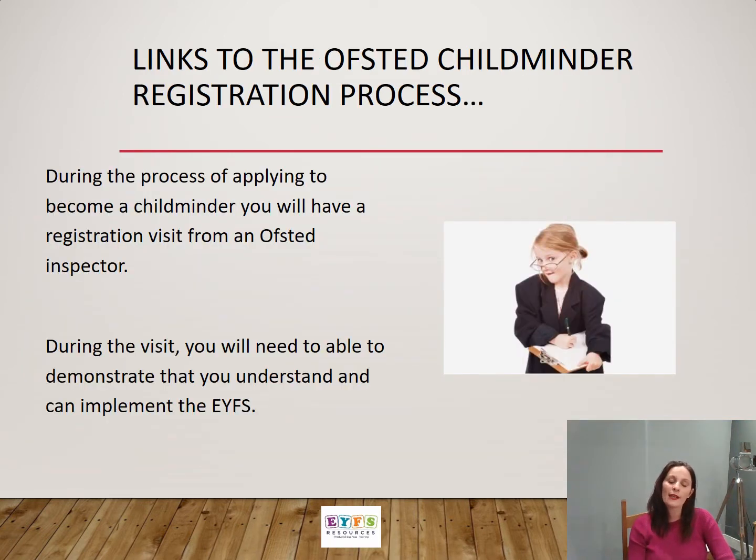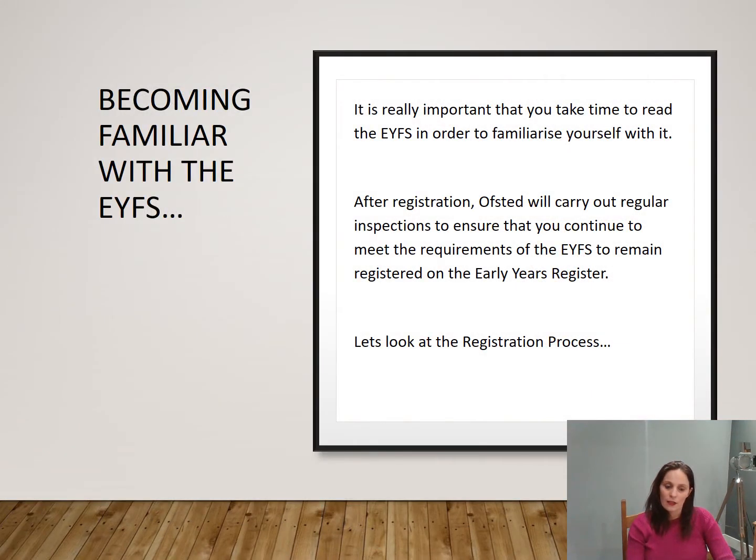During the process of applying to become a childminder, you will have a registration visit from an Ofsted inspector. During the visit, you will have to demonstrate that you understand and can implement the EYFS. You'll also have to demonstrate how you will safeguard children. So, the first thing I recommend you doing is to download a copy of the EYFS or buy one and literally read through it like it's a Bible. It's really important that you understand everything that's required of you. After registration, Ofsted will carry out regular inspections to ensure that you continue to meet the requirements of the EYFS.